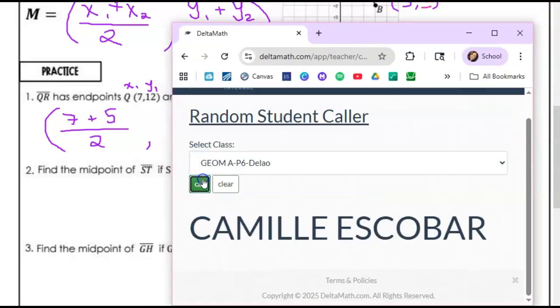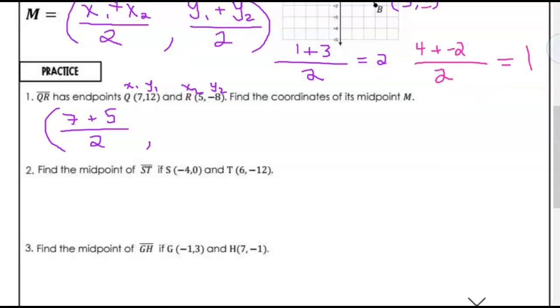Juan is not here. Camille, since I added the X's, what do I add now? The Y's. And what are the Y's? 12 plus -8. Good. Over 2. So this formula is going to help me find the middle of both the X's and the Y's.